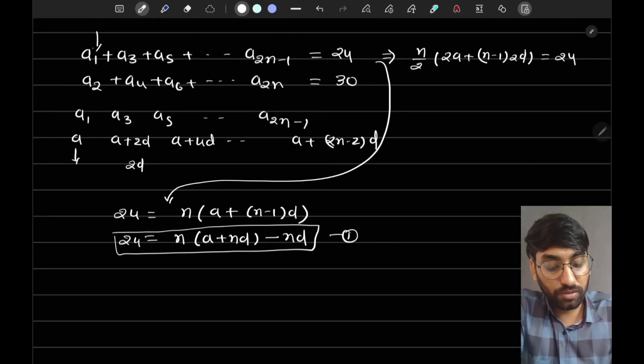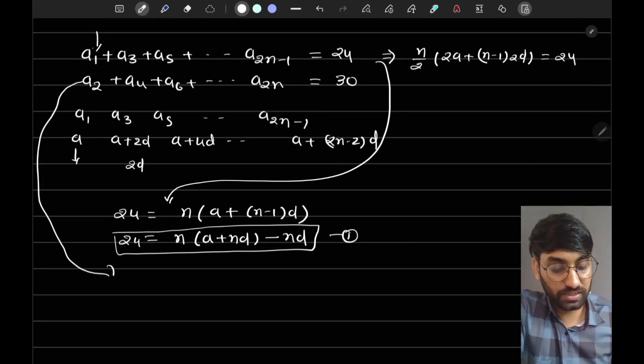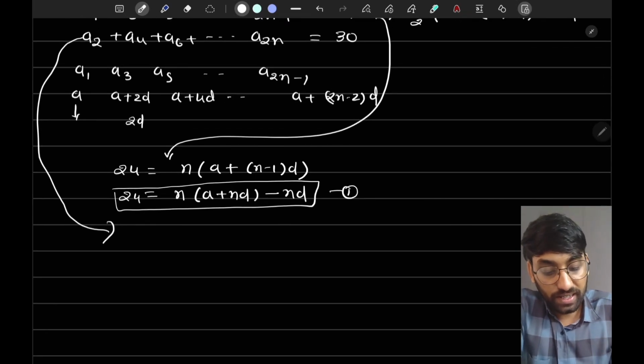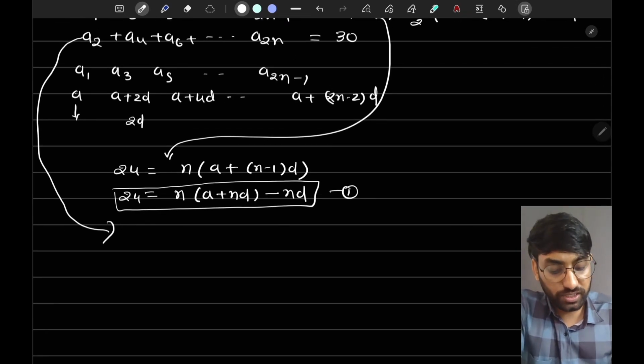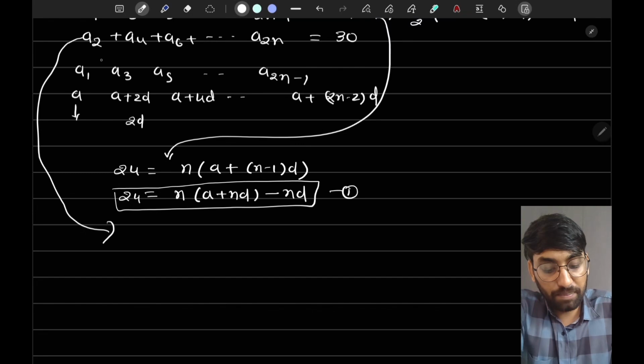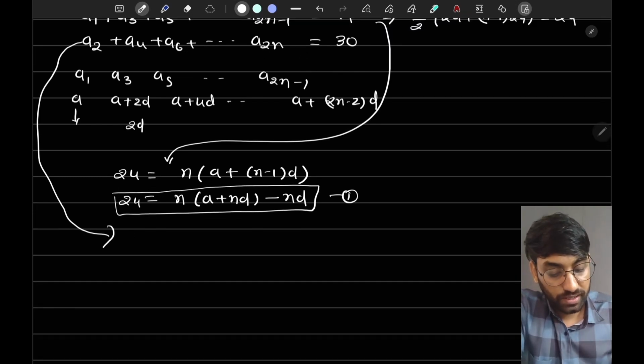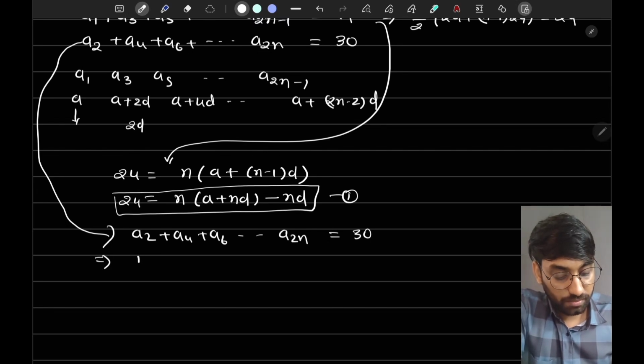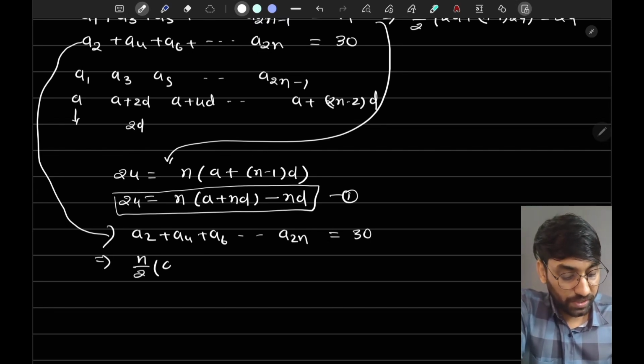Similarly, from this, a2 plus a4 plus a6, what will I get? Here also, this is an arithmetic progression whose first term is a plus d and common difference is 2d again. So a2 plus a4 plus a6 till a2n equal to 30. This will imply n by 2 into [2(a plus d) plus (n minus 1) into 2d].